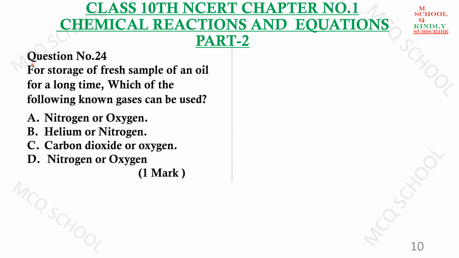Dear children, let us take question number 24. For storage of a fresh sample of an oil for a long time, which of the following gases can be used? A, nitrogen or oxygen; B, helium or nitrogen; C, carbon dioxide or oxygen; D, nitrogen or oxygen. What is the answer as per you?